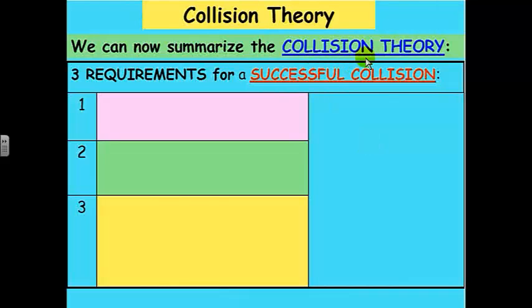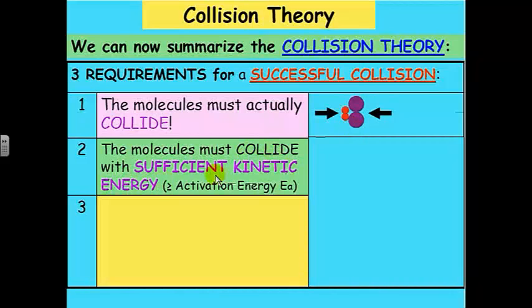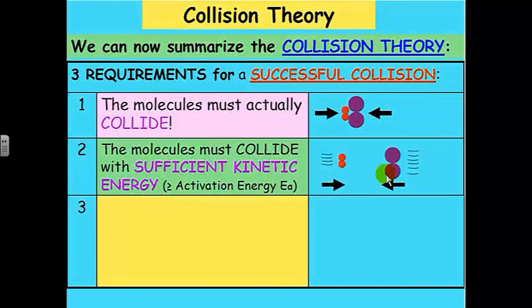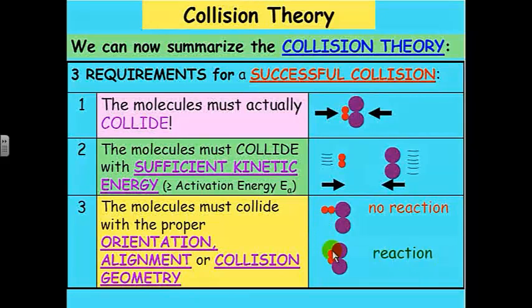So we can now summarize collision theory. The three requirements for a successful collision. The first one is the molecules must actually collide. They can't miss. The second one is they must collide with sufficient kinetic energy, greater than or equal to the activation energy. And the third requirement, they must collide with the proper orientation, alignment, or collision geometry. In that case, there's no reaction because they didn't have the proper collision geometry. In this one, there is a reaction because they did.